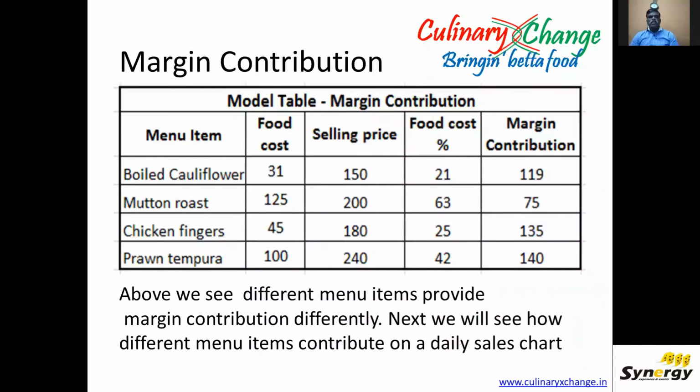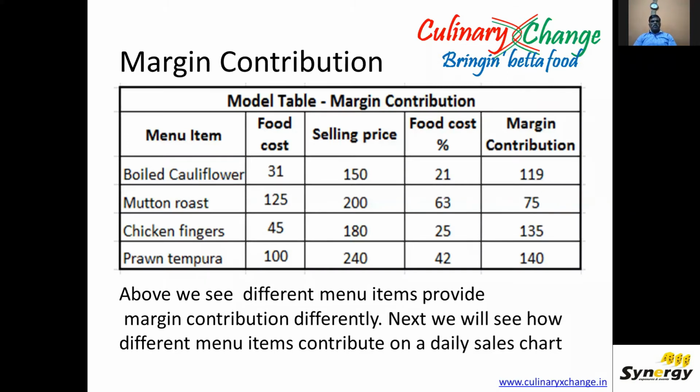Here we have a small table. We try to see this table and understand how the margin contribution is seen. To make it easy, I have put only 4 items in this table so that the understanding will be better. Here, the first item we have already discussed, boiled cauliflower. Food cost is 31 rupees. Selling price is 150. Food cost percentage we have given here is 21%. Margin contribution is 119 rupees.